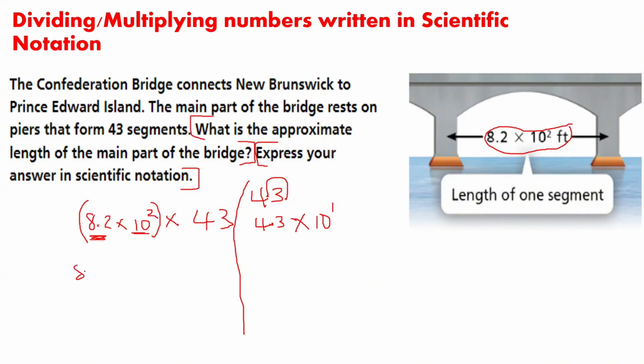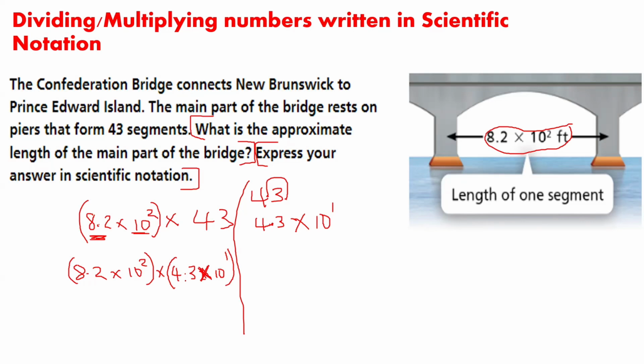So it's going to be 8.2 times 10 to the second, times 4.3 times 10 to the 1. So let me just put a parentheses here. Remember, this means times. Both numbers, as I said, are written in scientific notation. Now I can go ahead and multiply.